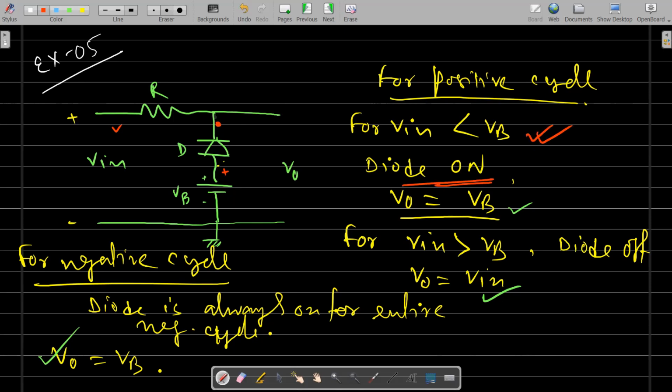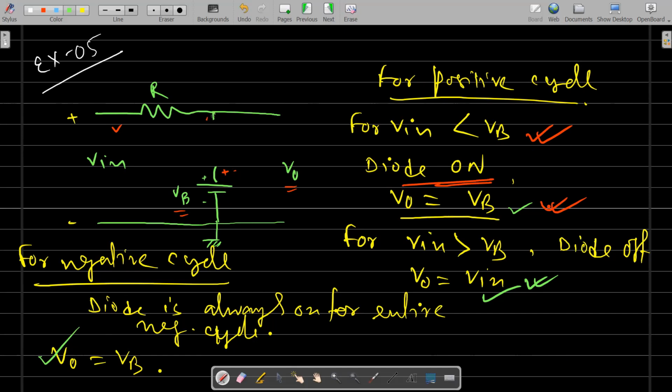And when the diode is on, it will be treated as a short circuit. So V0 and VB will be the same. So the output will be VB. And when this point's voltage crosses VB, let VB be 5 volt again, for example, and here it is 6 volt, the diode will be off. The diode is off, so just consider the diode open. So the output will be simply Vin. This is the situation for the positive cycle. We have two different cases.